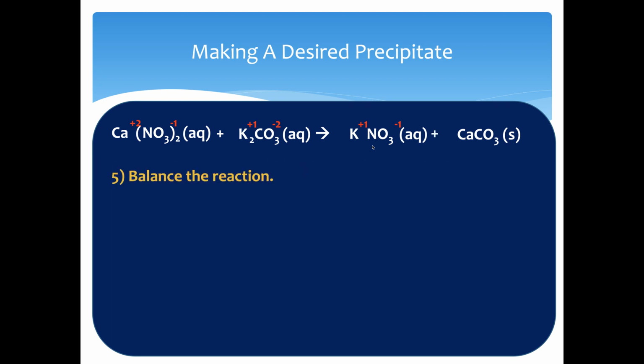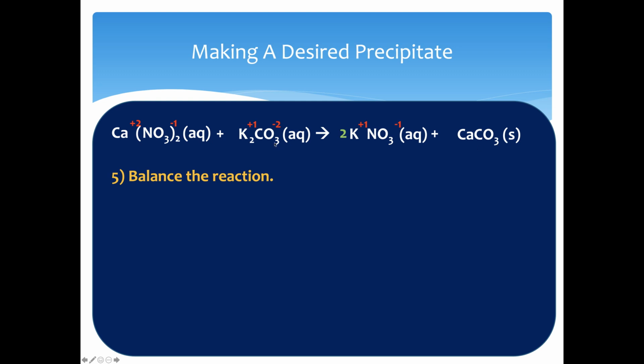Now let's balance this reaction. We have one Ca on the left, we have one on the right. That's good for now. We have 2 nitrates on the left, we have one on the right, so let's put a 2 there. We have 2 Ks on the right, but we also have 2 Ks on the left. We have 1 carbonate on the left, we have 1 carbonate on the right.